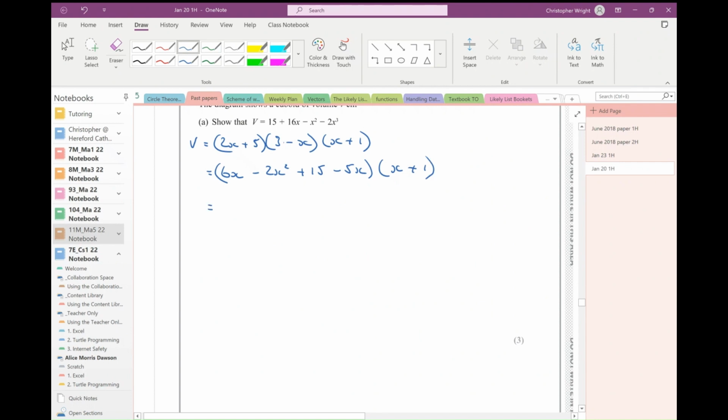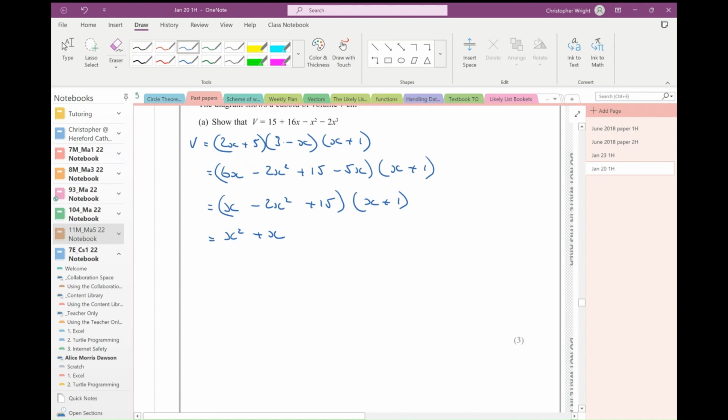6x minus 5x gives me x. I've got minus 2x squared and 15. So now I'm going to multiply that by x plus 1. So I'm going to take this x, multiply it by the x, and multiply it by the 1. x times x is x squared, x times 1 is x.